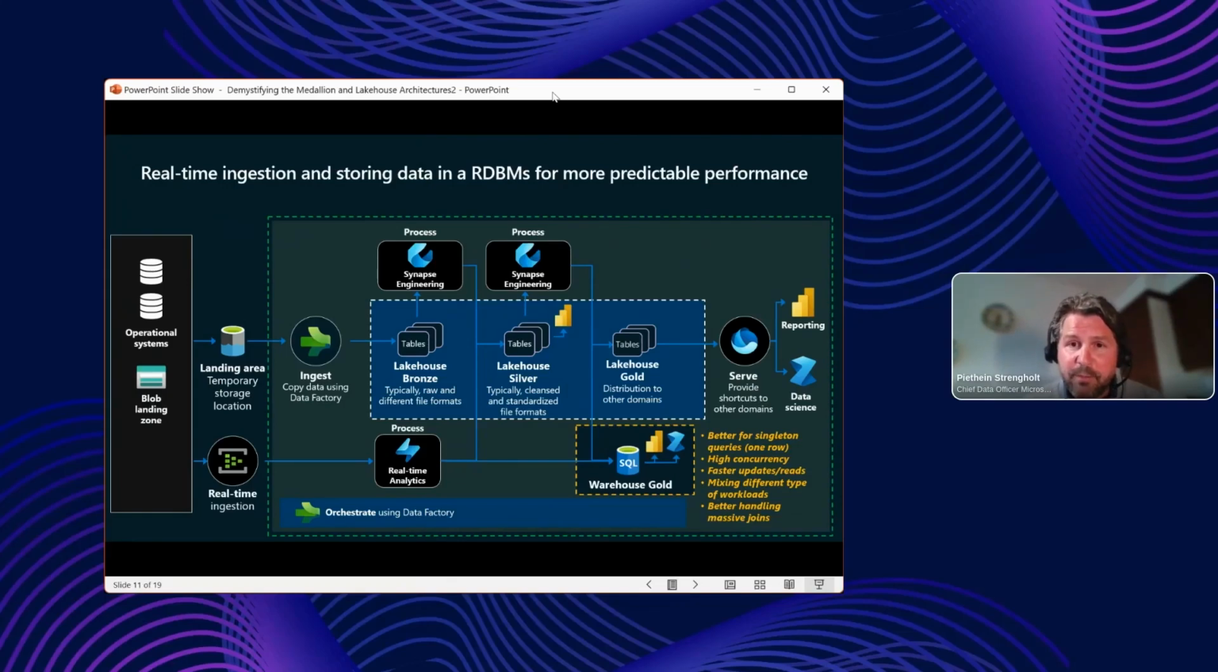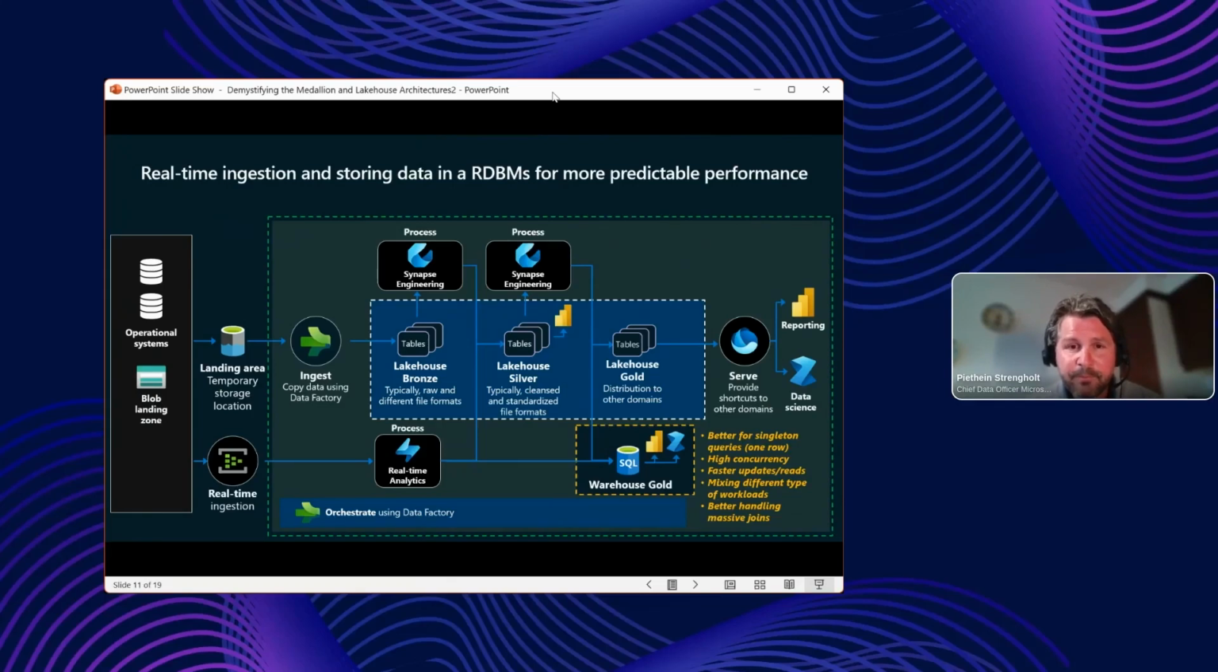Another variant could be that maybe for your gold layer, you would like to have better, more predictable performance, or the type of queries are more singleton queries. So you constantly fetch single records, or you make small updates, or you have high concurrency as a requirement, or faster updates and reads. So it could very well be that you replace the Spark engine with a more traditional relational database management system, like you see here, Azure SQL, for more predictable performance. This also could make sense when you have lots of joins. These relational database systems, in general, handle massive joins better than the Spark architecture, you could say. So a relational database could make sense.